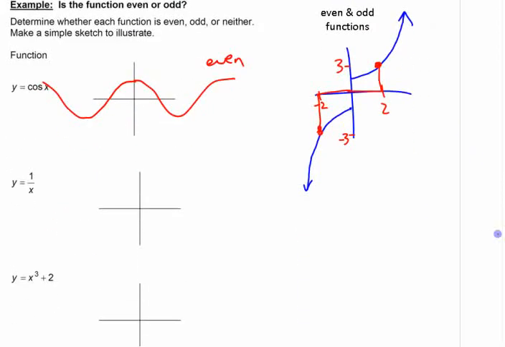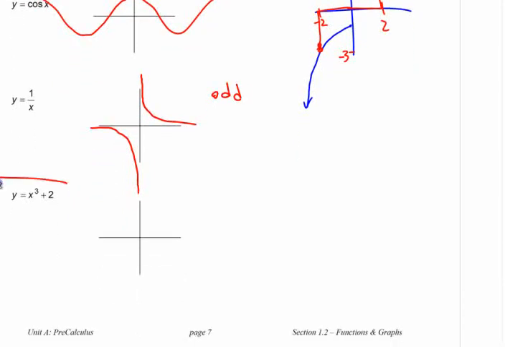1 over x, do you know what 1 over x looks like without using the calculator or the graphing software? It goes something like that, and then there's a negative part over here. This is odd.